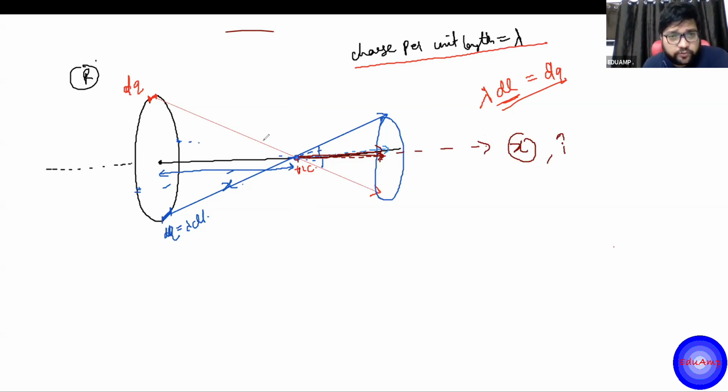Let's try to find out. So what is the magnitude of this force? This force, I can say again, Coulomb's law. The radius is r, this is x. So this is the square root of r square plus x square, Pythagoras theorem, simple, right? So this force, if I write the force here, will be what?